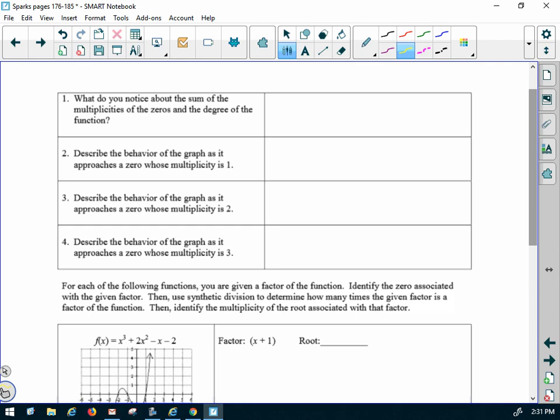Number 3, describe the behavior of a graph as it approaches a 0 whose multiplicity is 2. The function kisses the x-axis, but does not cross. Multiplicity 3, the concavity changes at that 0. You might think it lingers, the graph lingers there a little bit.